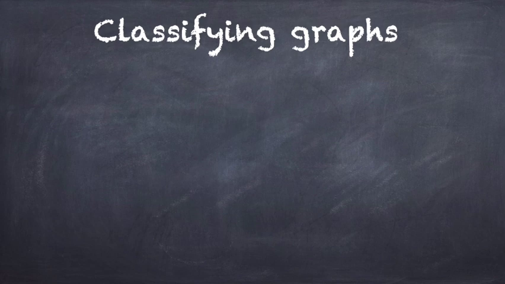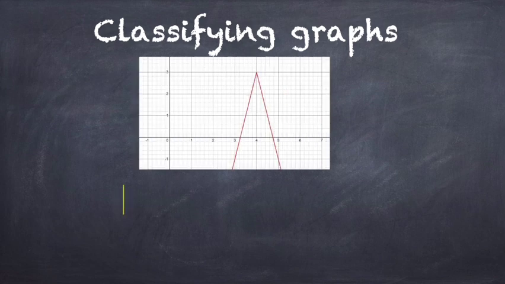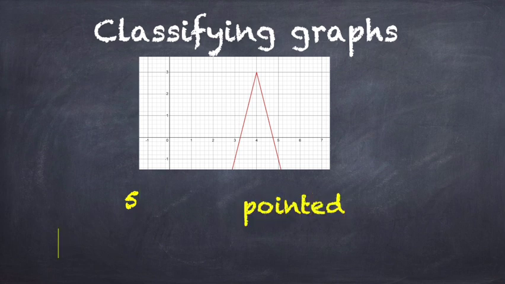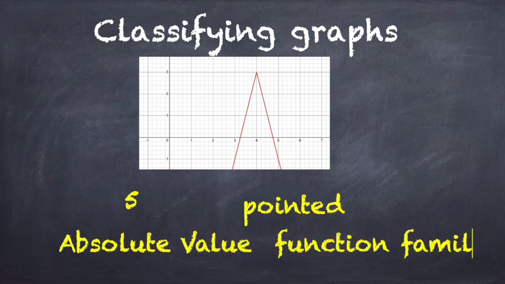Let's look and see what our next one is. Ooh, that's a V. That's pointed. A V shape, nice and pointed. That is going to be our absolute value function. Every single time, doesn't matter if it opens up, opens down, fat, or skinny, anytime I see a V, that's going to be an absolute value function family, okay?